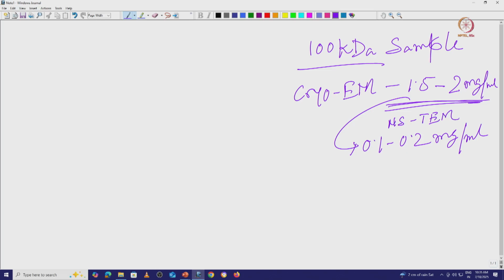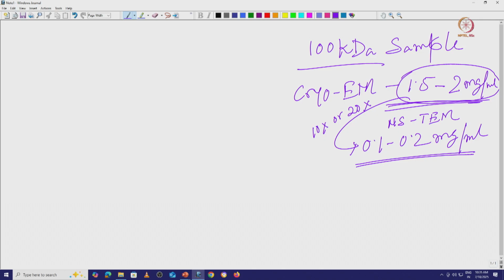If there is some aggregation during the concentrating of your sample, you can figure it out from your negative stain. First you concentrate your sample to 1.5 to 2 mg per ml, then you dilute this sample maybe 10x, 15x or 20x with the same buffer, and then check the negative stain. If the sample is looking good, you can go for the next step.